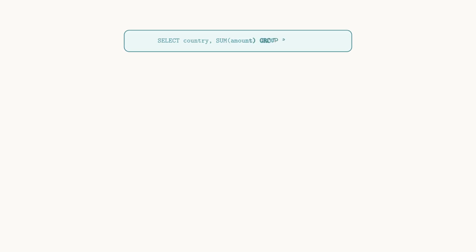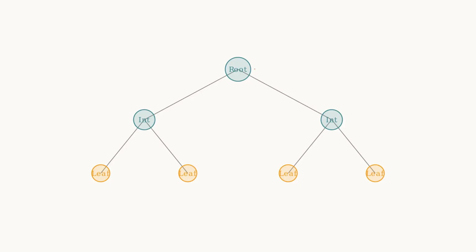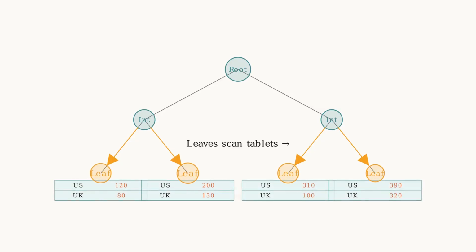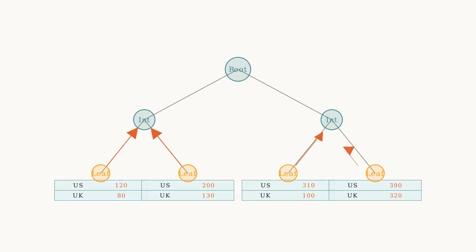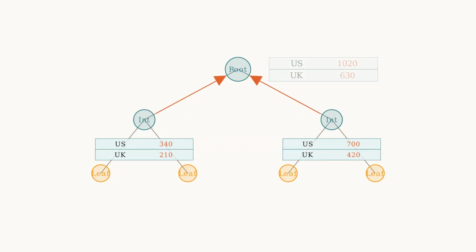Think about a query like, sum the item amounts, grouped by country. The root doesn't compute that sum. It asks each subtree to compute a partial sum for its share of the data. Each subtree asks its children. The leaves scan their tablets and return small per-country totals. Every level up, those totals are merged. The root only sees a handful of numbers, one per country, and adds them up.